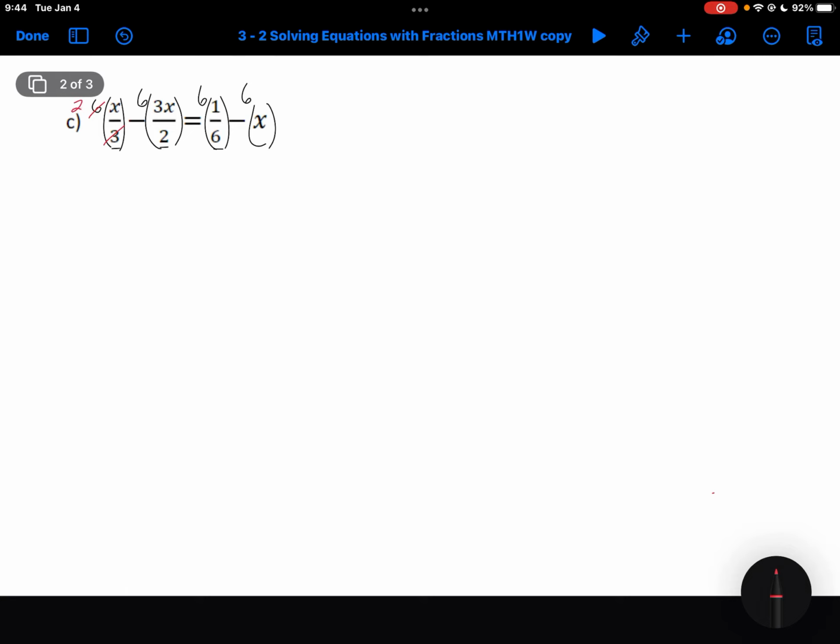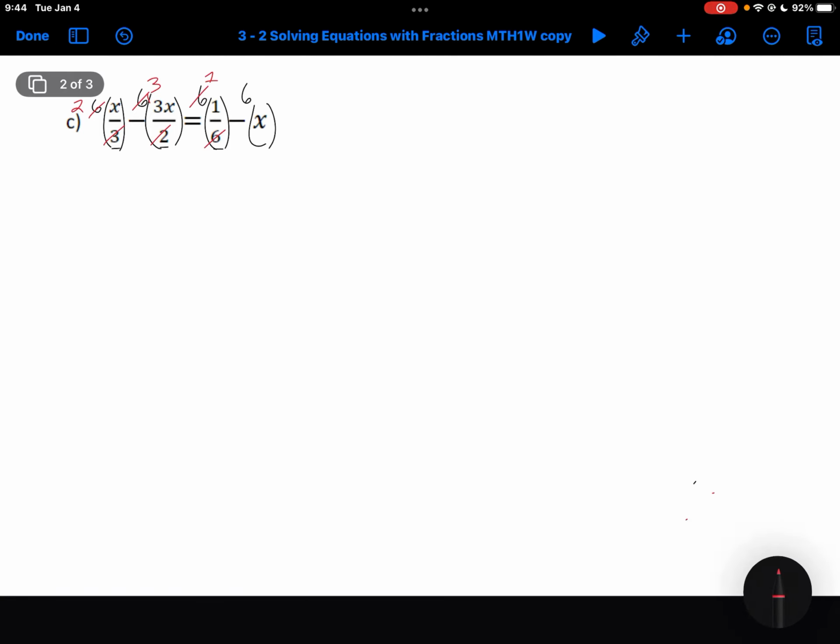So 6 divided by 3 is 2. 6 divided by 2 leaves me with 3. 6 divided by 6 leaves me with 1. And 6 and x, there's no fraction there, I just multiply those together.